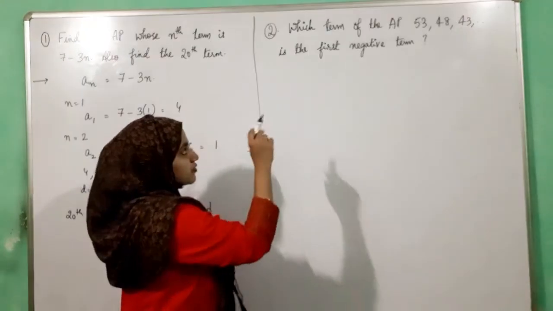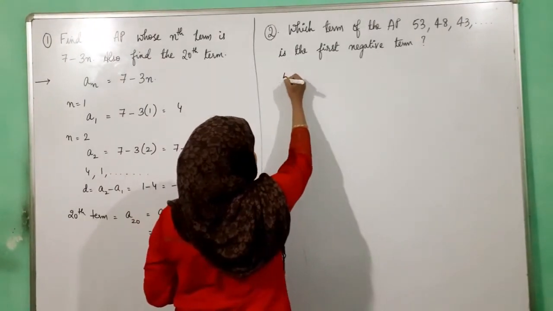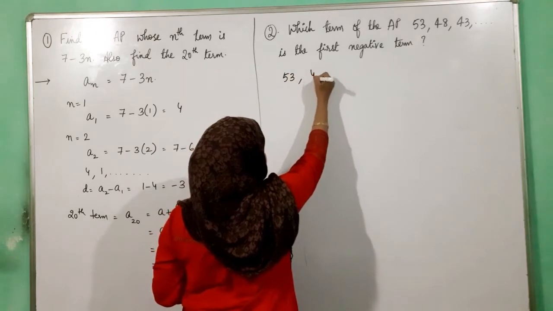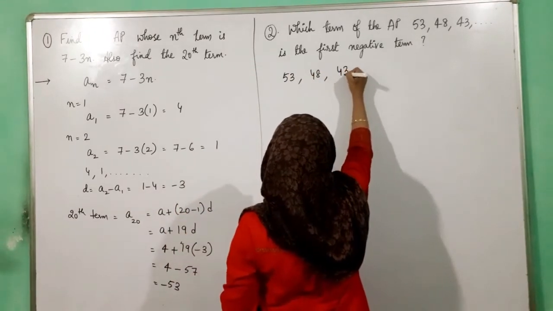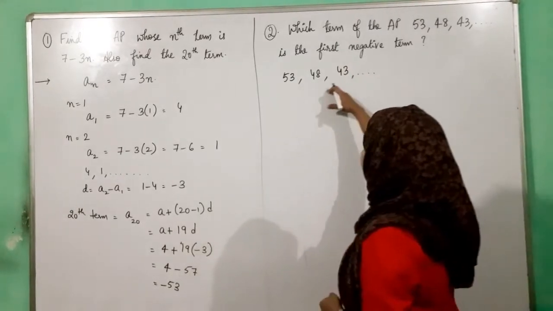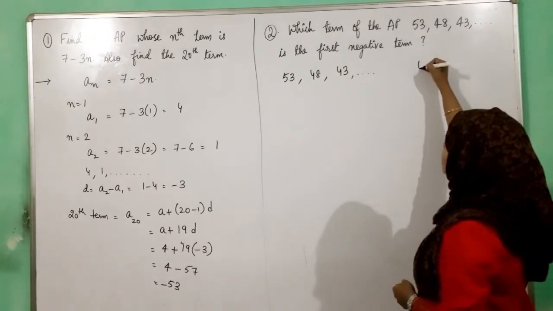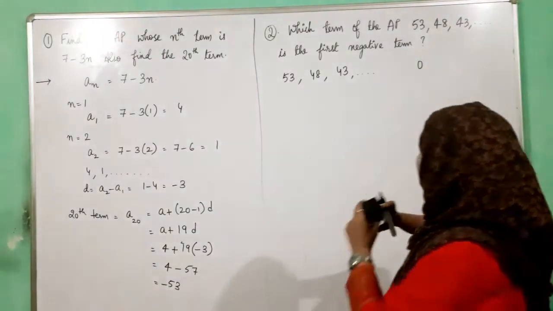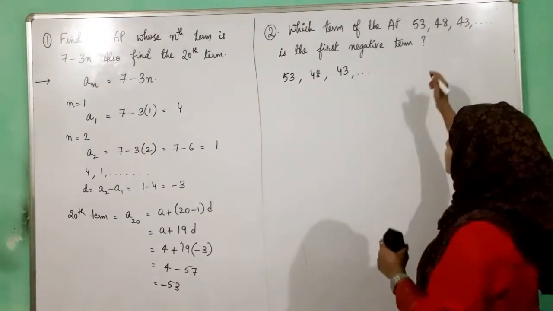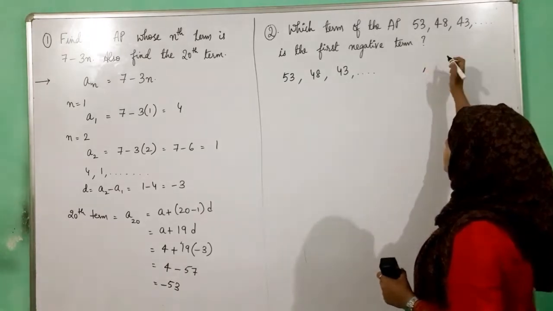Okay, so if you look at the AP, you can see that the numbers are decreasing, right? 53, it is getting reduced to 48, then 43, and so on. So there will come a time when you will get 0 or some negative number also, correct? So you have to find that term where you will get the first negative number.